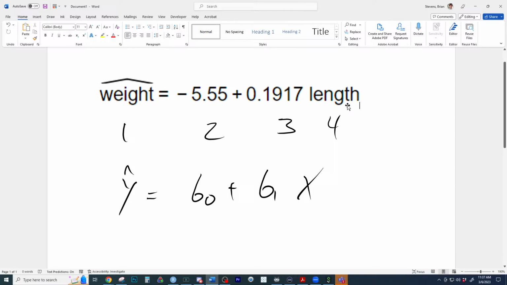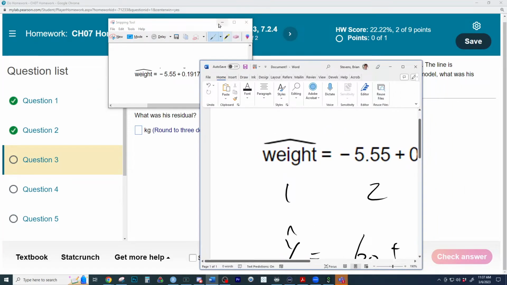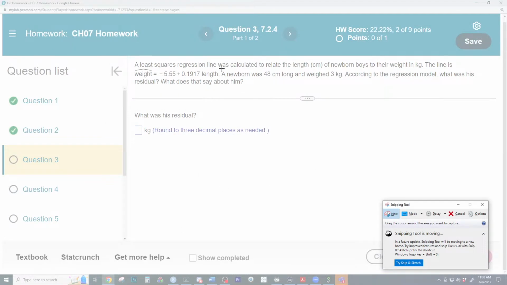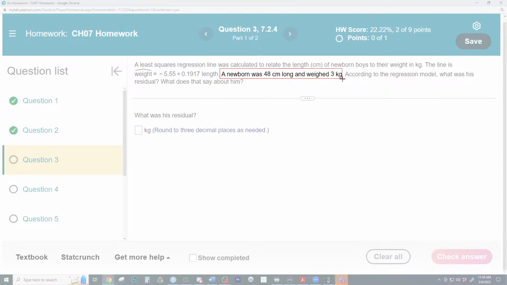So we are predicting weight using length. We have the negative intercept, and then we have the slope coefficient right there. Very important to know. Now they're asking me to make a prediction right here. A newborn baby was 48 centimeters, so that's the value of x, and weighed 3 kilograms.